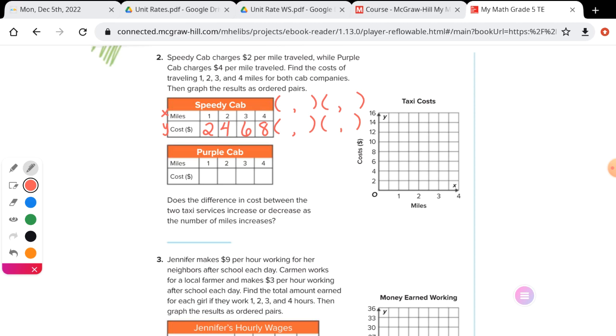Okay, who can give me one of the ordered pairs? Mila, give me one of the ordered pairs. 2 and 1. Start with the first one. Okay, is it 2, 1 or 1, 2? 1, 2. Colby, can you give me the next one? 2, 4. Good job. Michaela, the third one. 3, 6. Grayson, the last one. 4, 8.